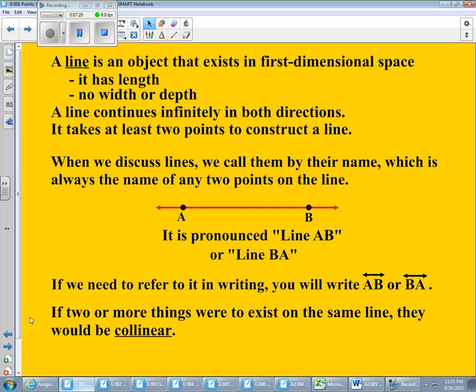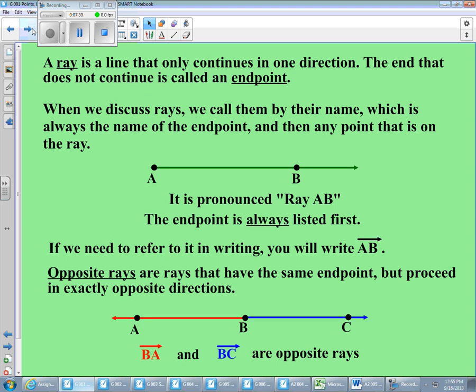Another definition: if 2 or more things exist on the same line, they are collinear. The prefix co means of the same, and of course linear is for line. Ray: if you take a line and force it to have an endpoint, rather than both sides going off infinitely, that would be a ray. We have a little notation for a ray, a little symbol. You see it's missing one of its arrows now. It has an endpoint, and travels the opposite direction.